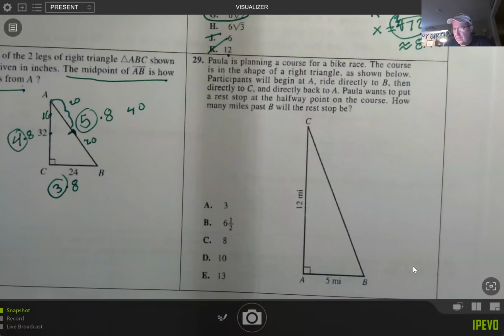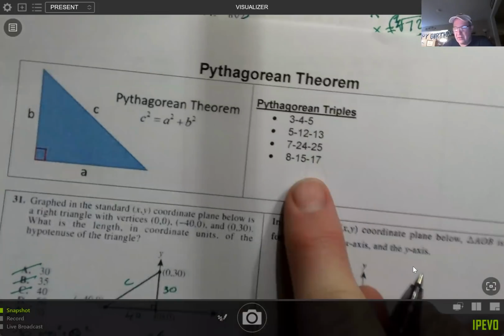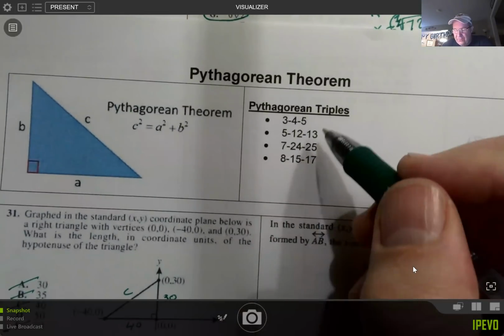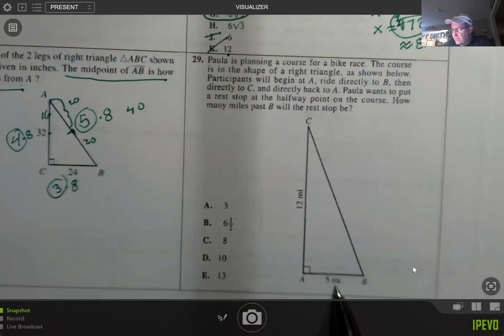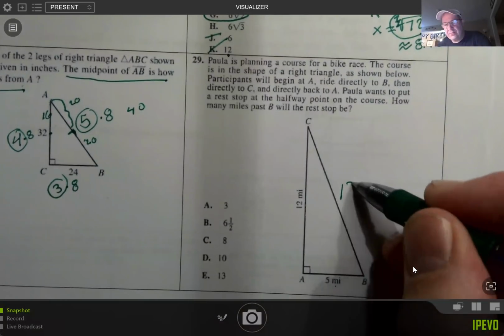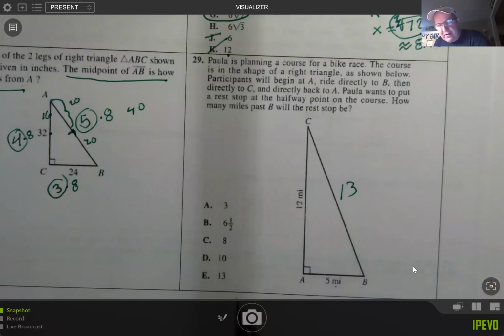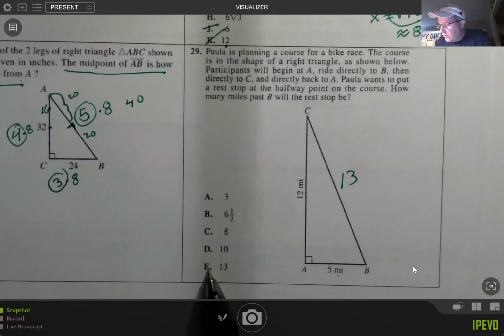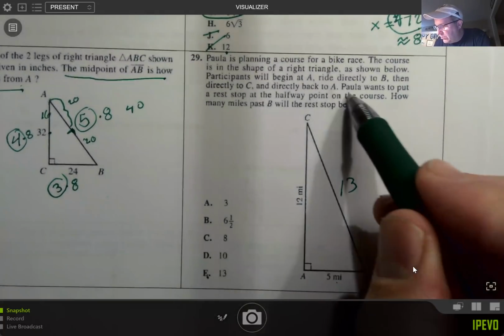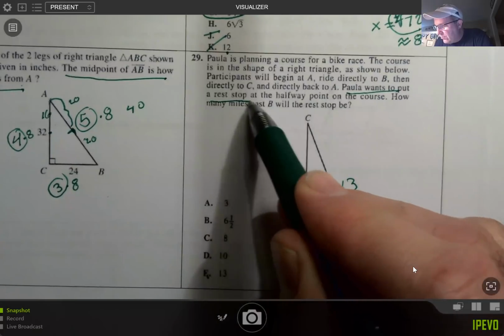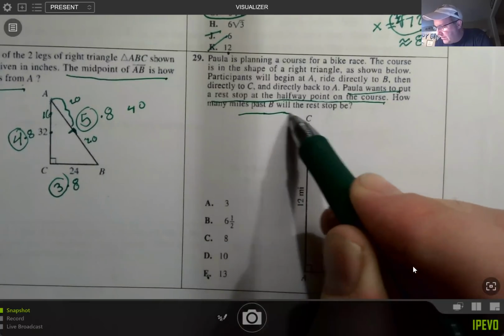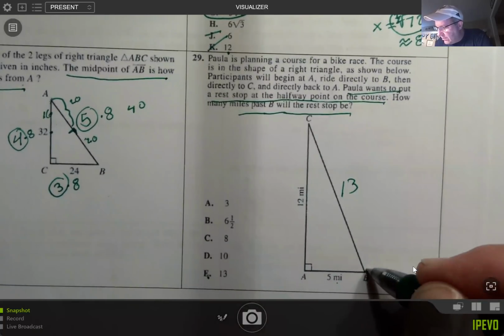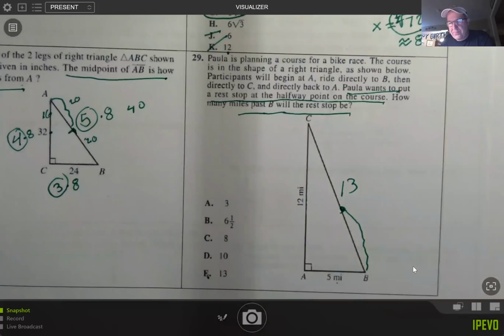Okay, well, on this question, it is a Pythagorean triple. If we look at the triples I supplied, 5, 12, 13 is a triple. This side is 5, this side is 12, this side is 13. But you got to read, right? Don't automatically select letter E. Question says, Paula wants to put a rest stop at the halfway point on the course. How many miles past B will the rest stop be? So they want to know, how far out would we have to go?